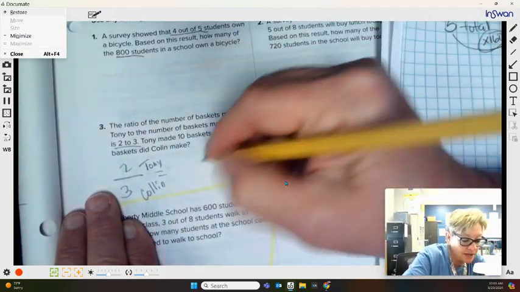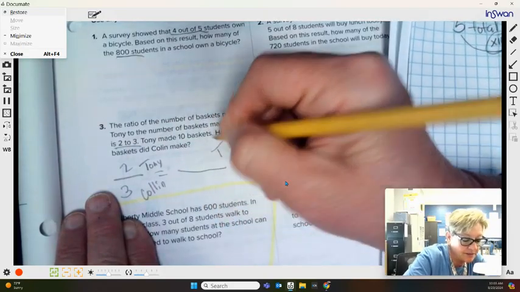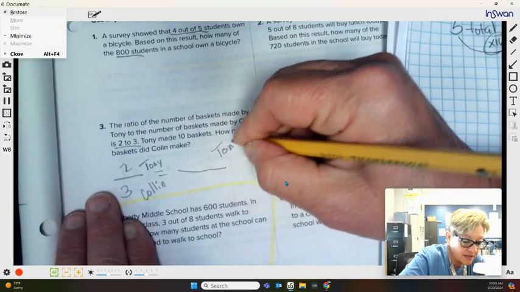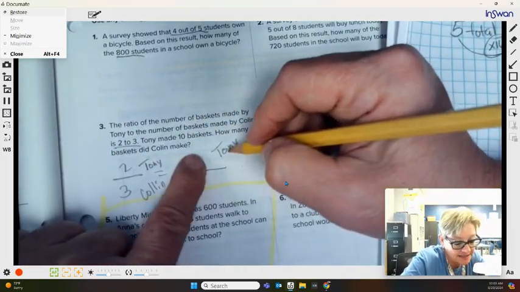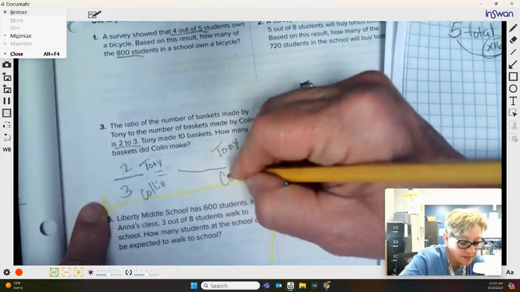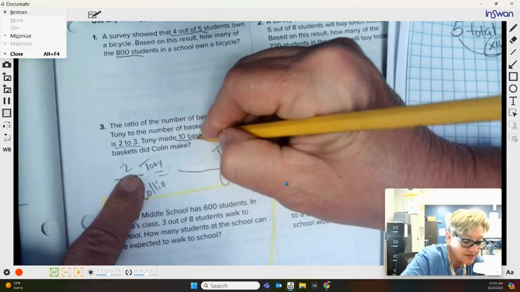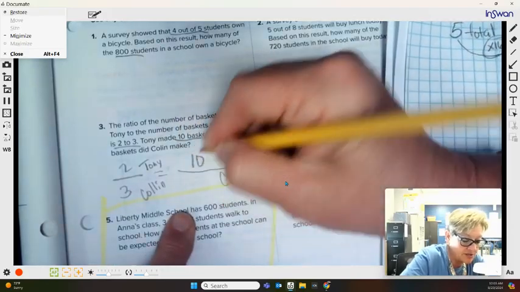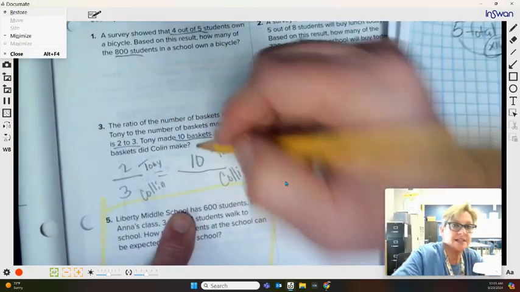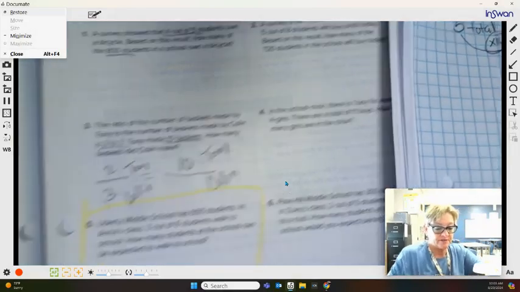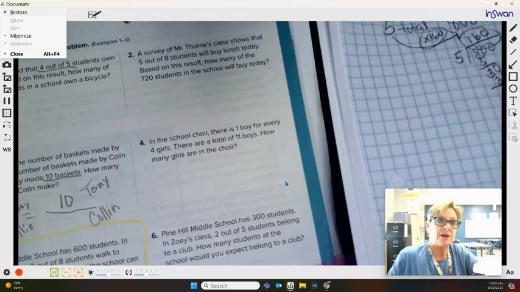And it says Tony made 10 baskets. So you put the baskets with the baskets that Tony makes and the baskets with the baskets that Colin makes. So the 10 baskets for Tony also goes on the top. So you've got to see how 2 is connected to 10 and solve for the missing value. All right, we're going to keep going.